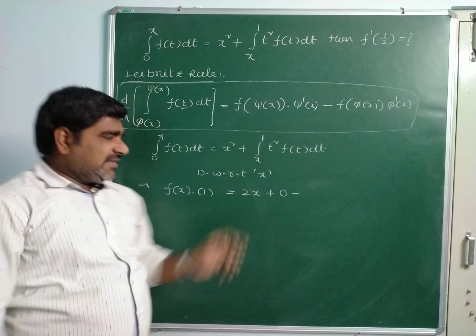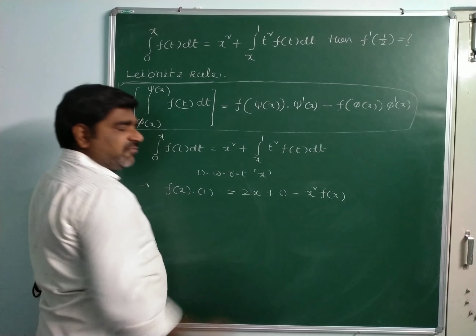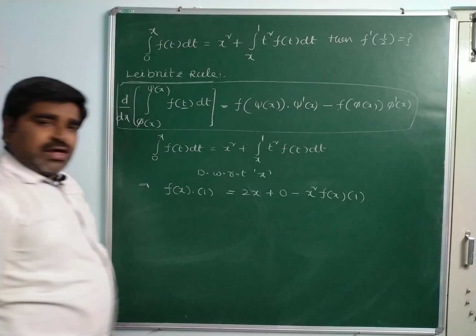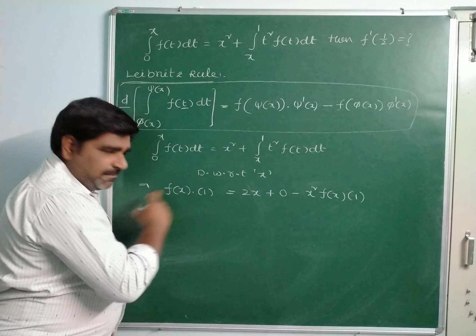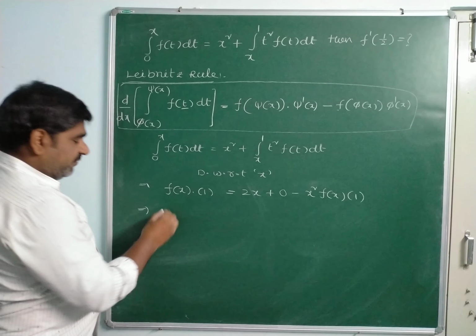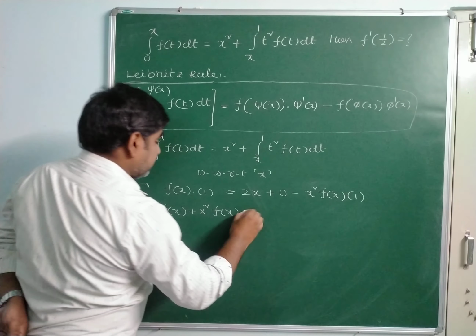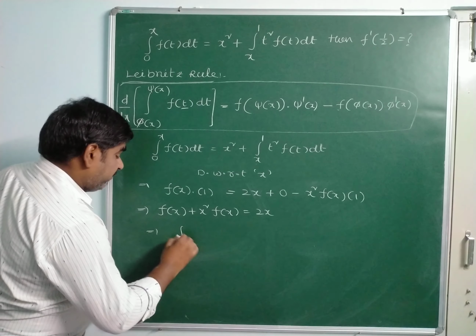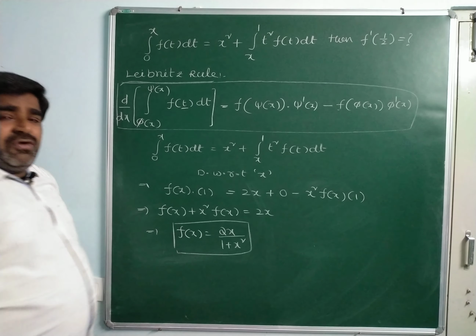Minus, apply the lower limit: x square into f of x, into the derivative of the lower limit, which is 1. So take this minus x square f of x to the other side. Then f of x plus x square into f of x is equal to 2x. Take f of x as a common term. So from this, f of x is equal to 2x by 1 plus x square.